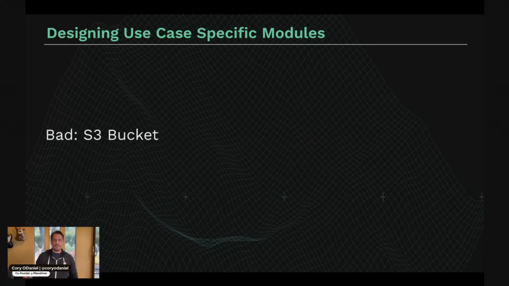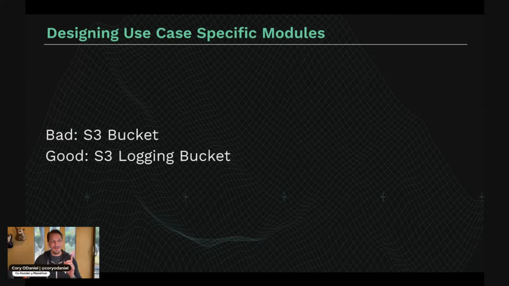An S3 bucket. So let's say I have a module just called S3 bucket. What can you tell me about this S3 bucket? Nothing. How many people know how many attributes there are for configuring an S3 bucket? Does anybody know offhand? Don't look, don't Google it. Does anybody know offhand how many attributes there are? There are 98. There are 98 configuration options for an S3 bucket.